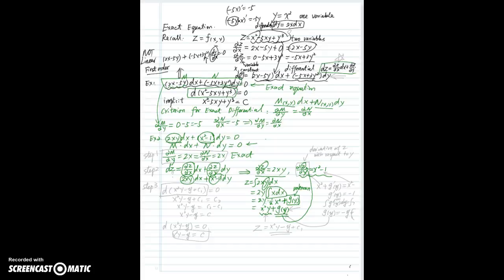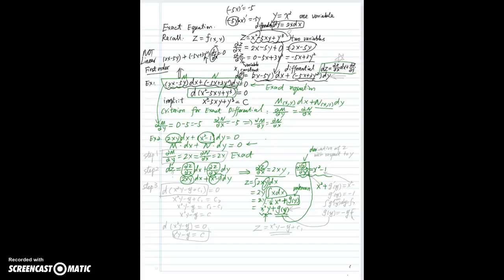If I call it c1, I get my z function. Combine these two. Plug g of y back into the z function: x squared y minus y plus c1. So this is our z function. Now let's go back to the original problem. We found out the whole left side can be written as a differential of this z function. I copy the z function, x squared y minus y plus c1 equals 0.